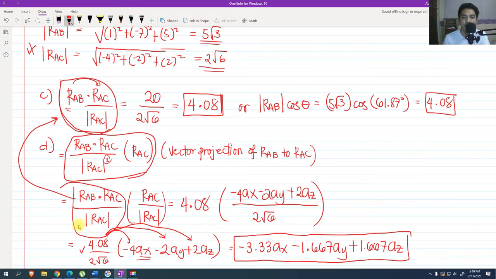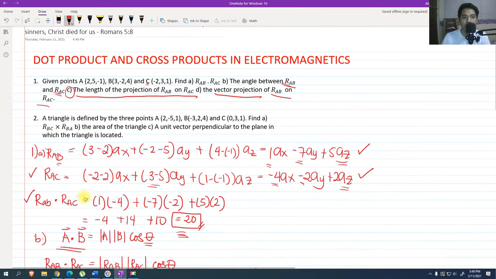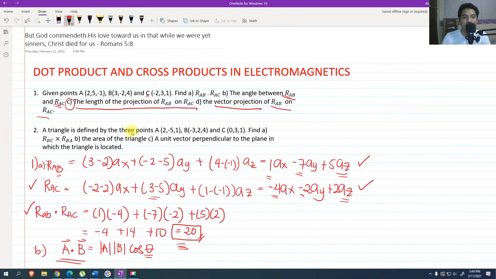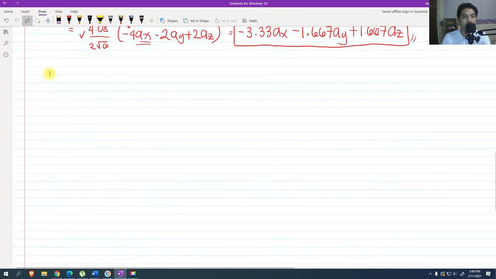Okay? So this is a resulting vector, while when we get scalar projection, we should get a magnitude or length. Okay? So that's how we perform the dot product. So let's go now to number 2. So for number 2, let me just copy the problem.